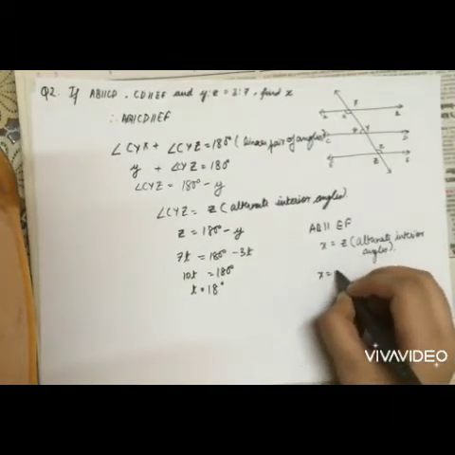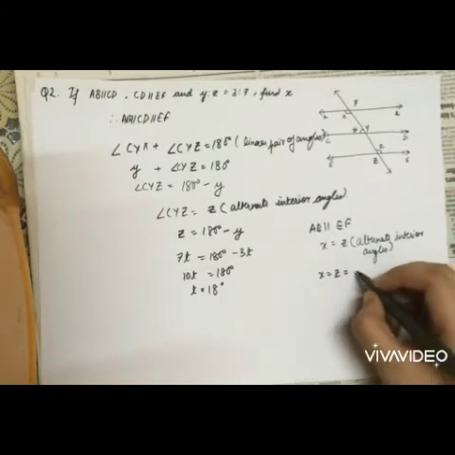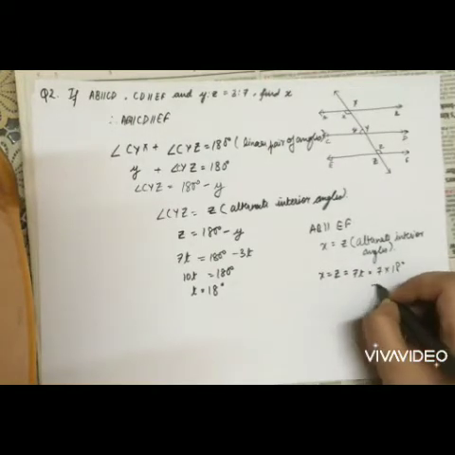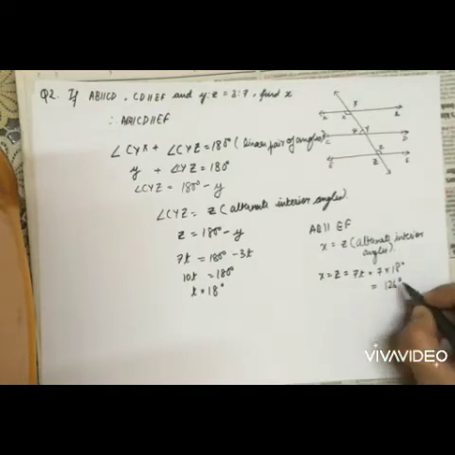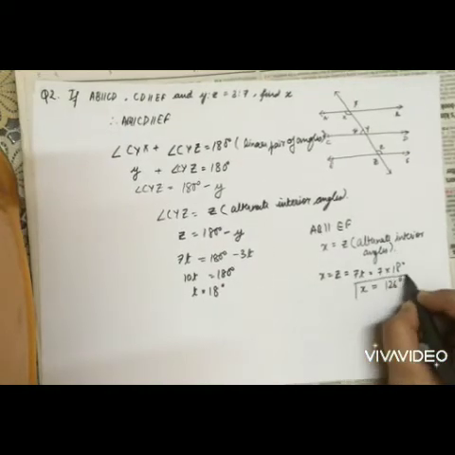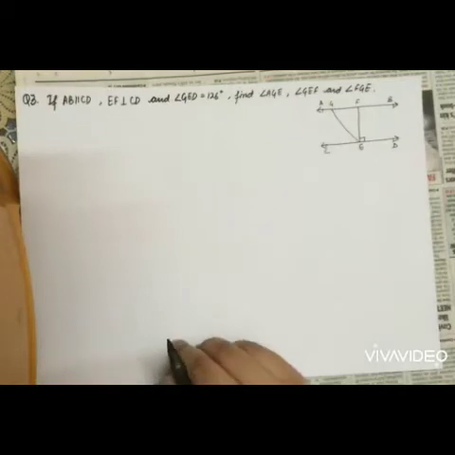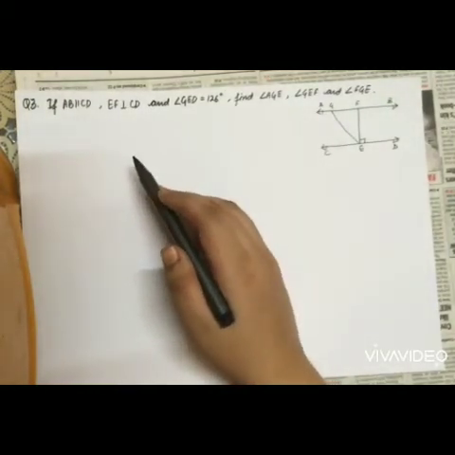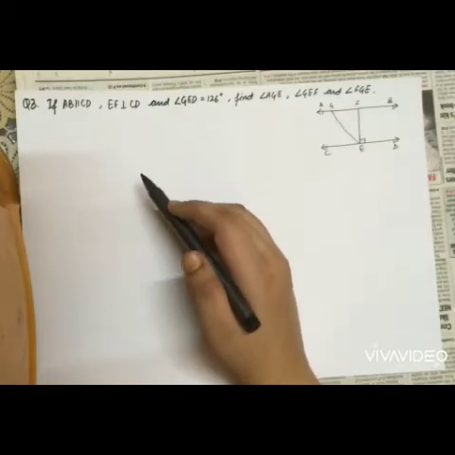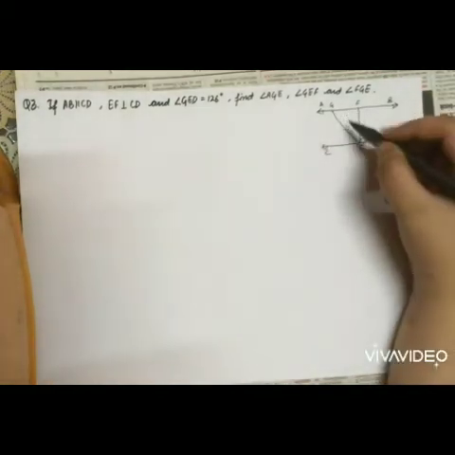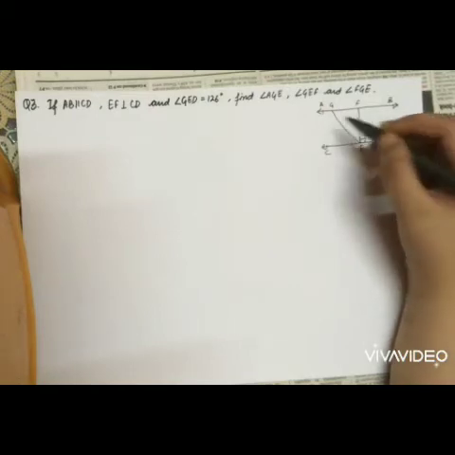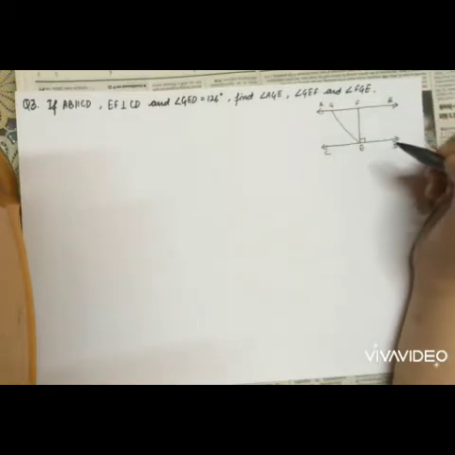And x is equal to z and z is equal to 70, that is 7 into 18, which is equal to 126 degree. Therefore x is equal to 126 degree. Next question is AB is parallel to CD and EF is perpendicular to CD and angle GED is equal to 126 degree. Find AGE, GEF and FGE.